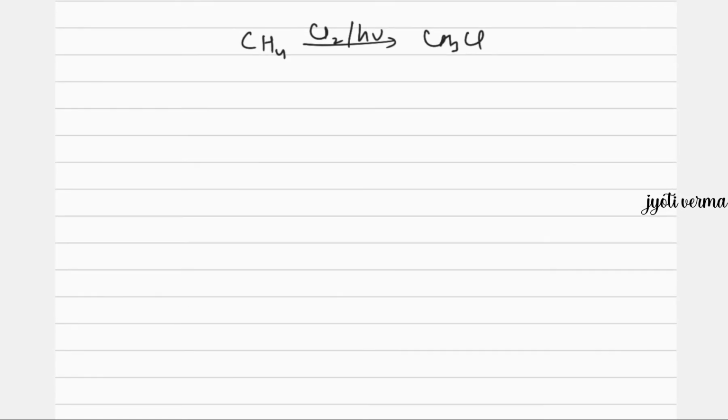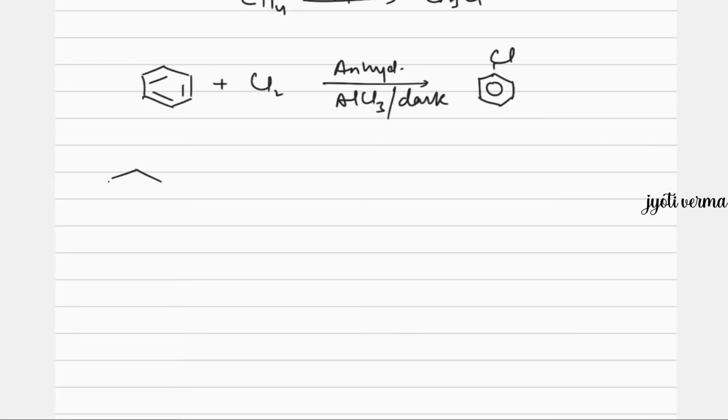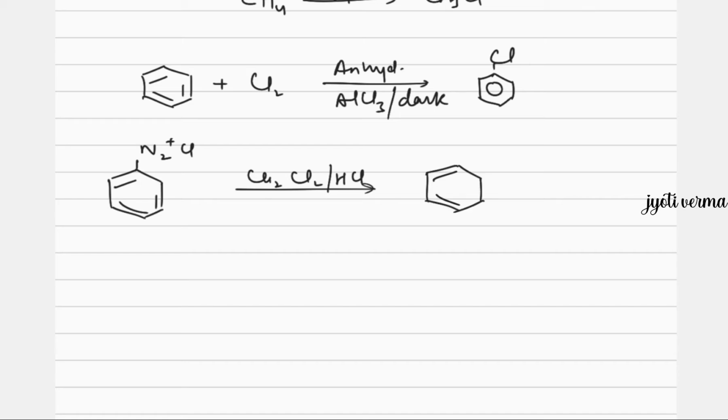Then if we talk about the aryl halides, we should know the methods of preparation, like benzene. If we do its halogenation in the presence of anhydrous AlCl3 and dark, we will get chlorobenzene. Another method of preparation is taking benzene diazonium chloride. We do its reaction with Cu2Cl2 in the presence of HCl. The compound obtained will be chlorobenzene.